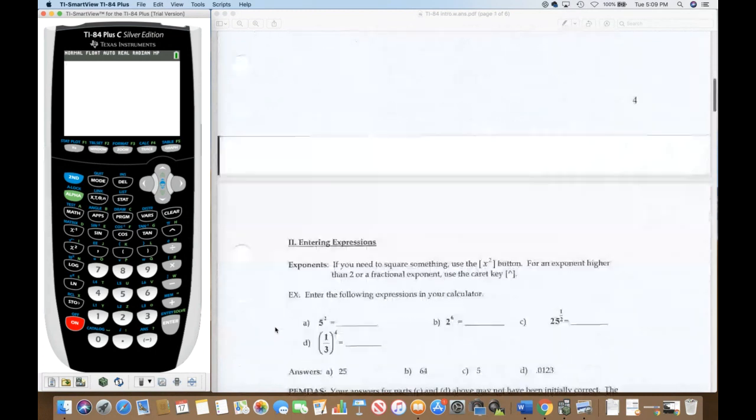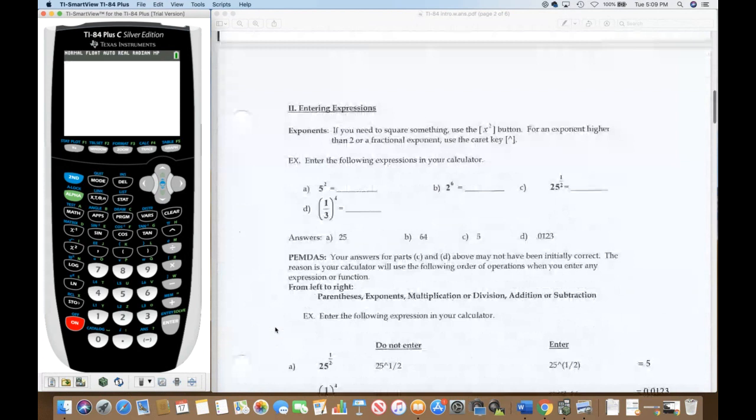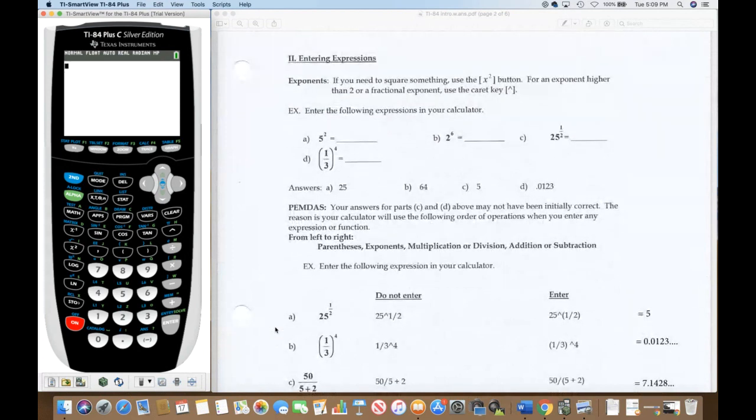Okay, the next thing we want to do is enter some simple expressions. I'm going to go ahead and do item A there at the top of your screen, 5 squared. There's two ways to do this, and I'll show you both ways. On the keyboard, I'm going to go ahead and hit 5. And on the left-hand side of the keyboard is this x squared. That's going to put a square on the 5 when I hit that. So look on the screen and you can see 5 is now 5 squared.